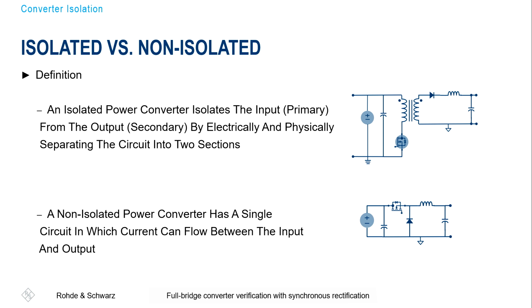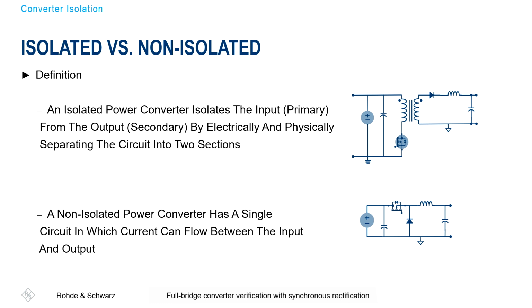It's one circuit. You can also easily see that in an isolated system, we have, for example, this ground symbol, which is different from the primary side. That indicates clearly that it is a different potential and a different circuit, whereas in the buck converter we have only one ground symbol.